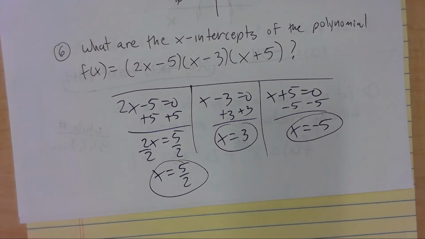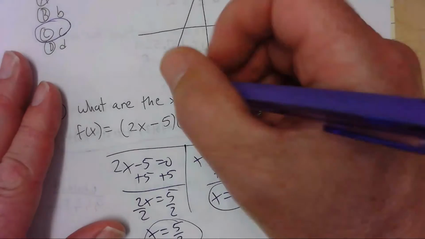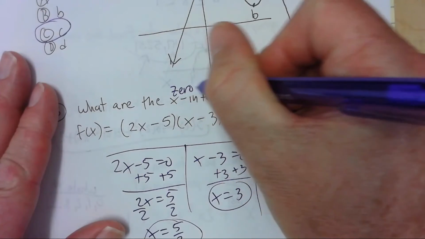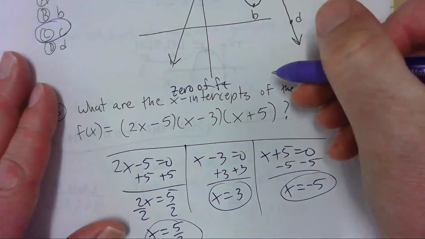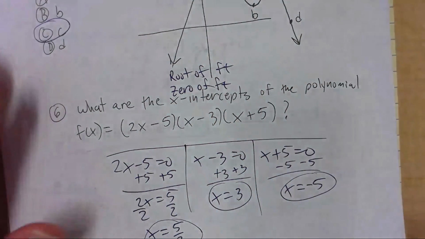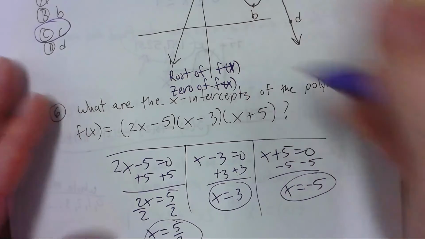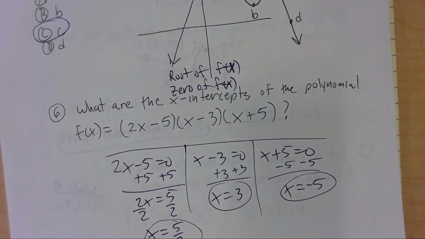So you set each factor equal to 0. You're figuring out what x values make the function 0. So remember, there's 3 names for the x-intercepts. You can call them the x-intercepts, you can call them the zeros of the function, or you can call them the roots of the function. So of the function f of x, not f of t. So if you can name something 3 different ways in math, that makes it pretty doggone important.